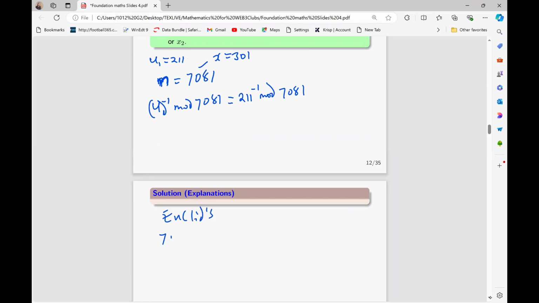Using Euclid's algorithm, you ask yourself, how many times does 211 go into 7081? I just want to show a bit, and then we do the calculation, because I know you can complete. Dividing 7081 by 211, it goes 3 times. What is the remainder?